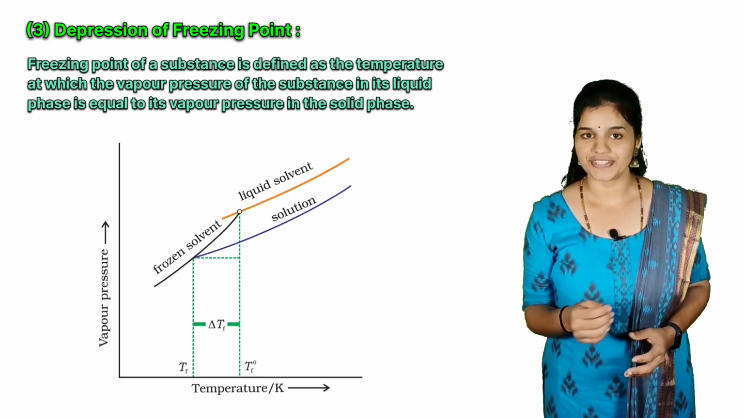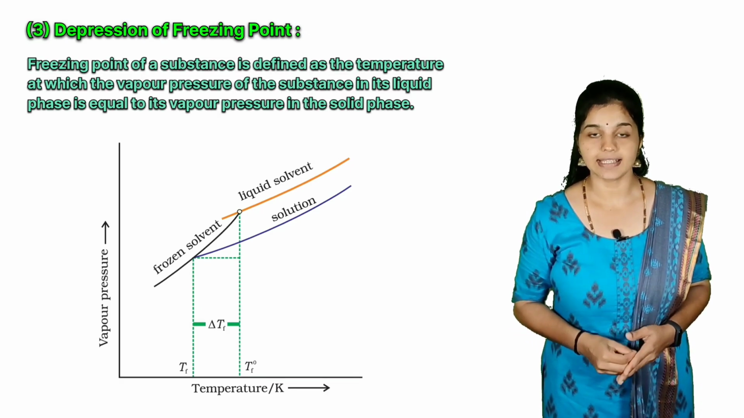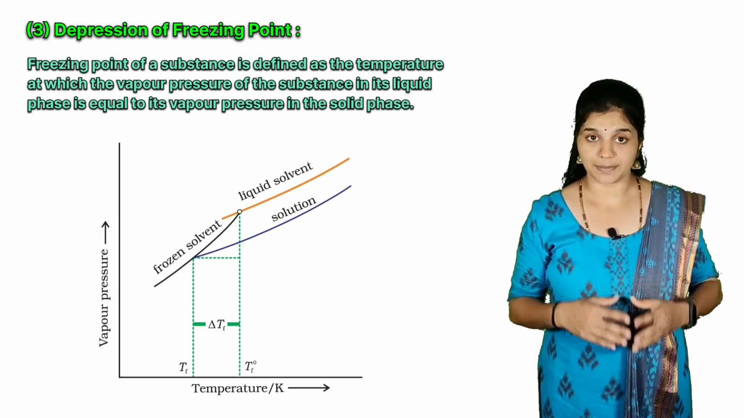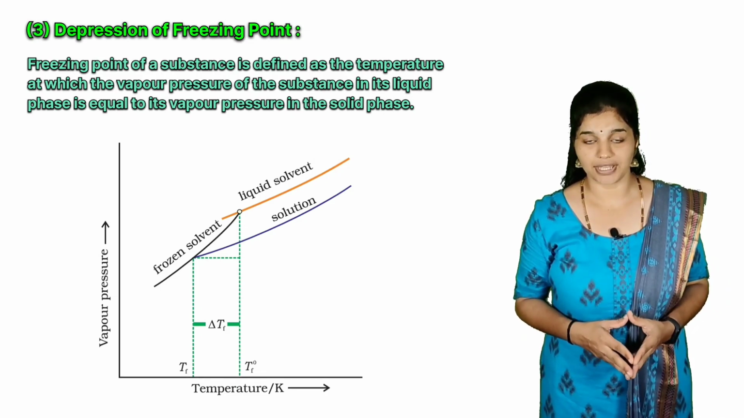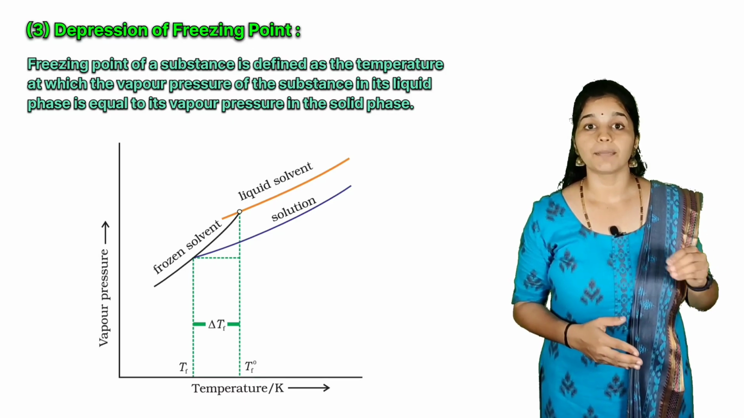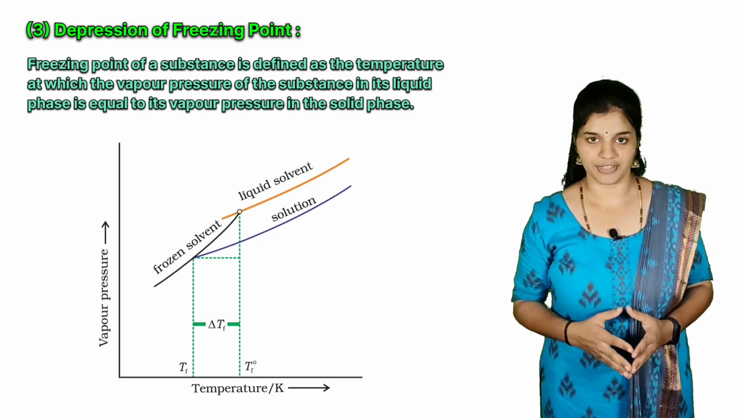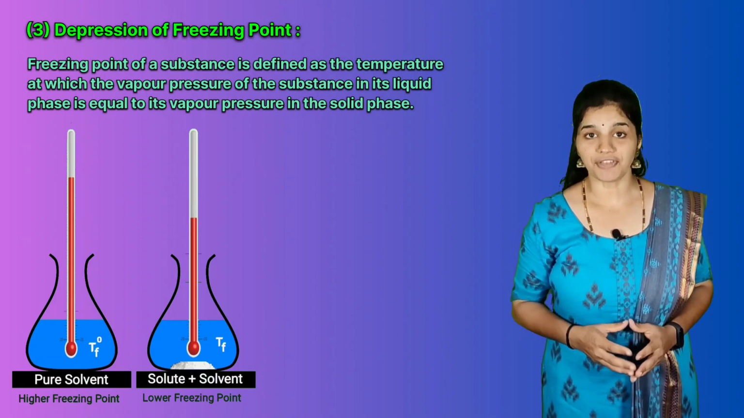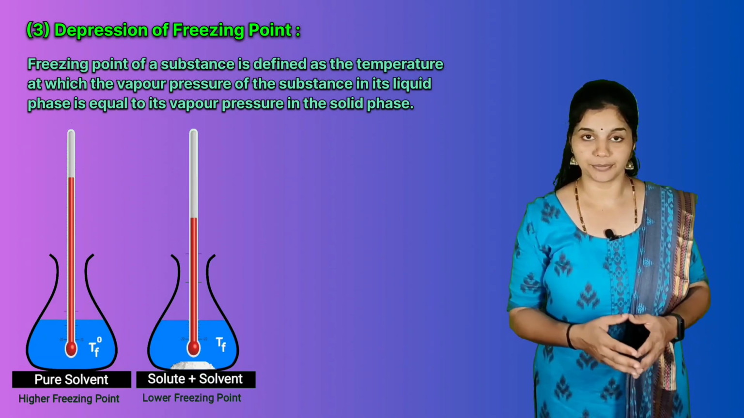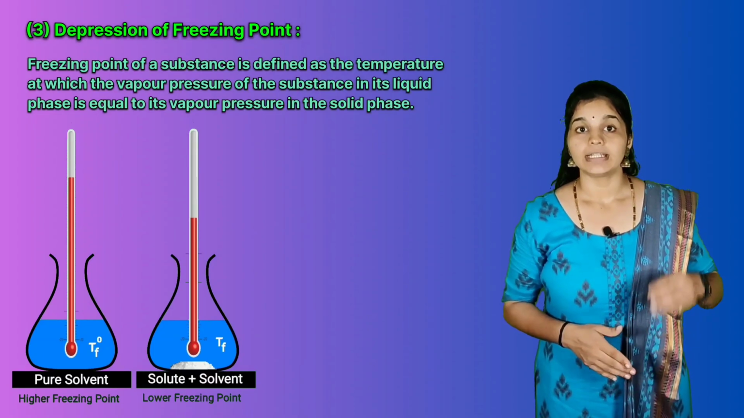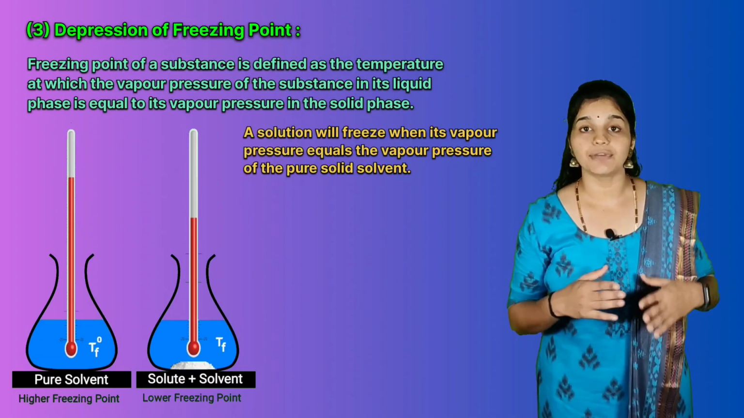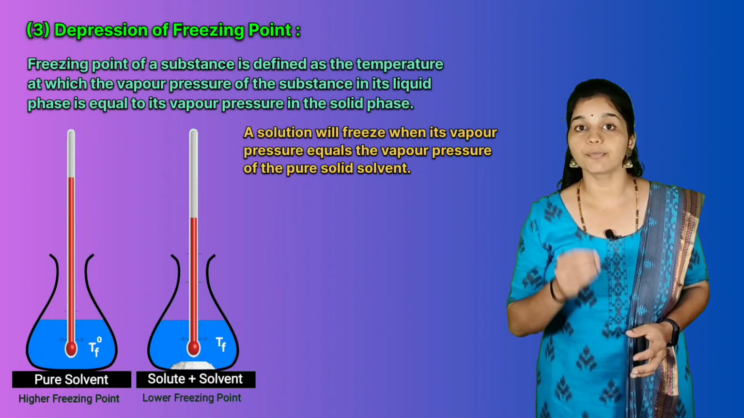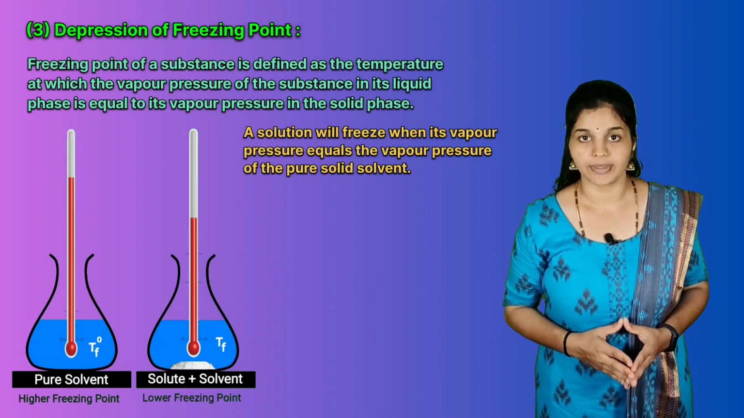Freezing point of a substance is defined as the temperature at which vapor pressure of the substance in its liquid phase is equal to vapor pressure in the solid phase. At the freezing point of a substance, the solid phase is in dynamic equilibrium with the liquid phase. A solution will freeze when its vapor pressure equals the vapor pressure of pure solid solvent.